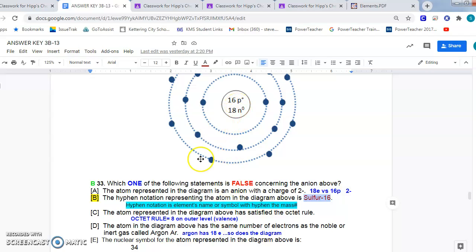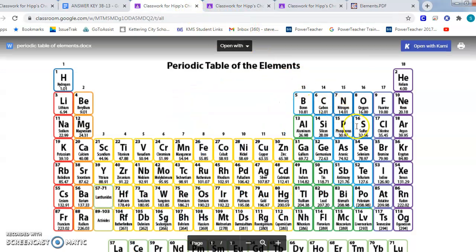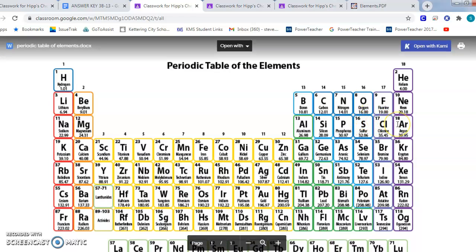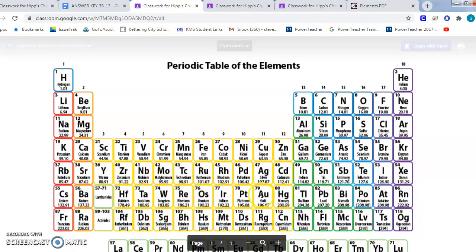Again, this is sulfur. It's 2 minus. What can we tell from the fact that it's sulfur 2 minus? It means that sulfur started with 16 electrons and gained 2 more to now have a total of 18. It's going to be stable like argon is.